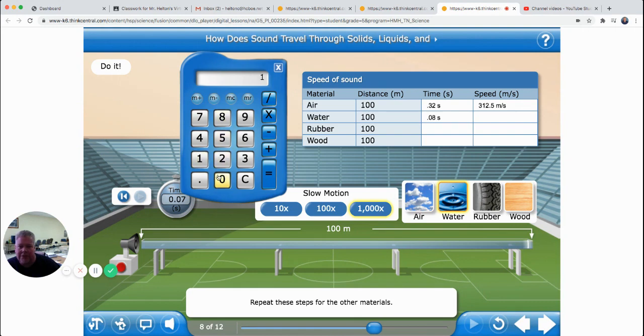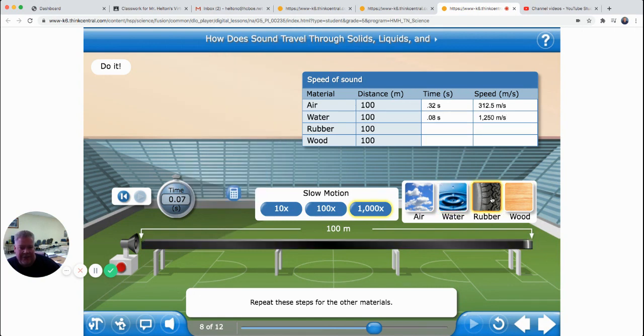Okay, so 100 divided by 0.08 is, wow, yep, that's about 4 times as fast, isn't it? So the speed of sound through water is 1,250 meters per second. That's pretty fast. All right, let's see how fast it would travel through rubber, like a rubber tire.